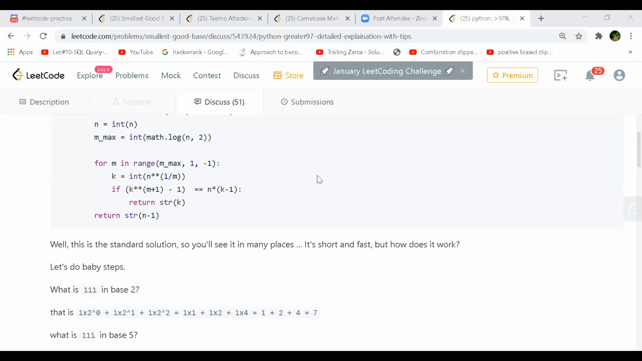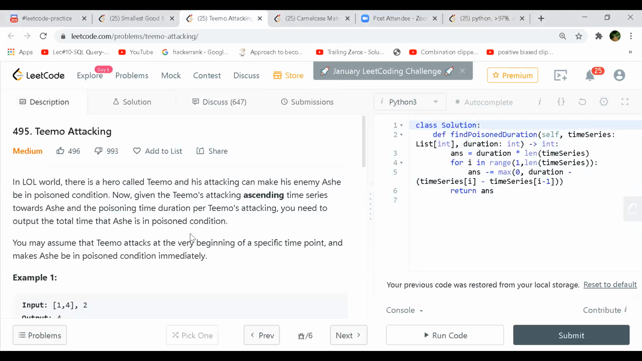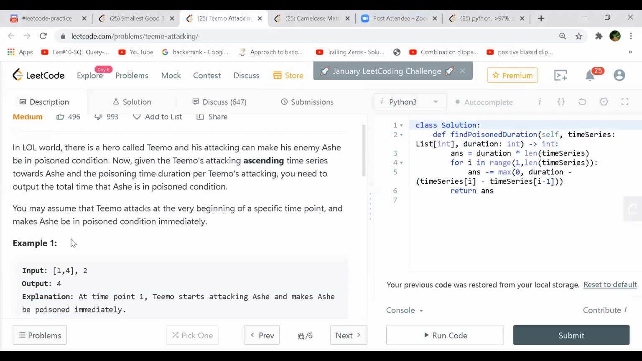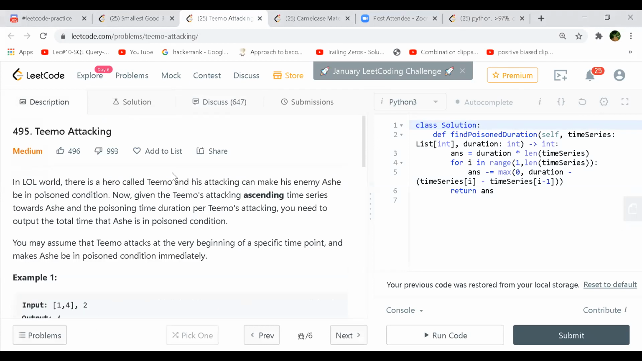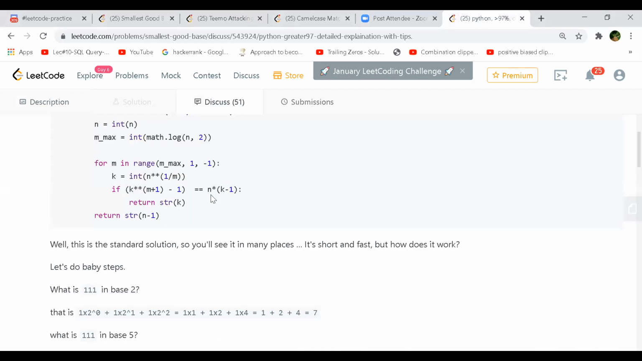So any other, or shall we move to the next? Let's move. Okay, so this is like Timo attacking. Sorry, Santosh was saying they were playing with base also, right? What was the logic over there? I mean, in the approach you have said we were playing with the exponent.